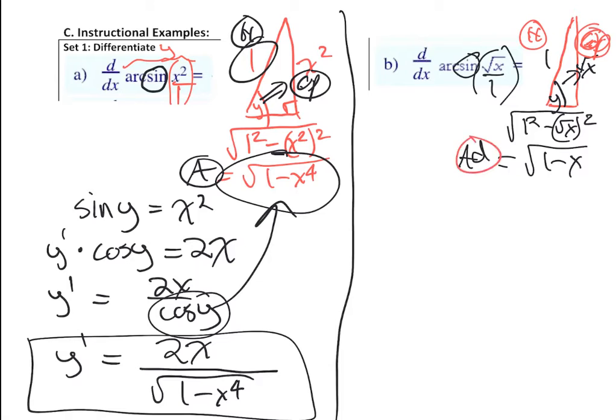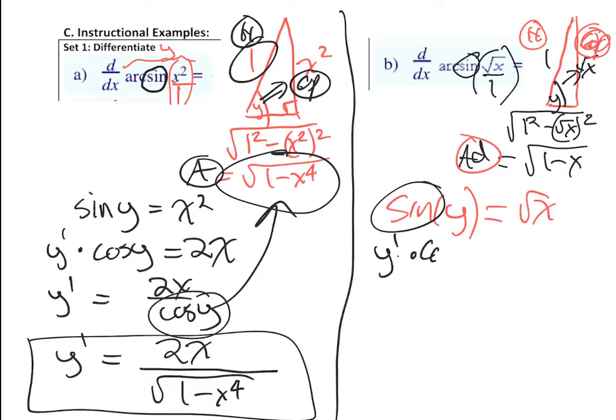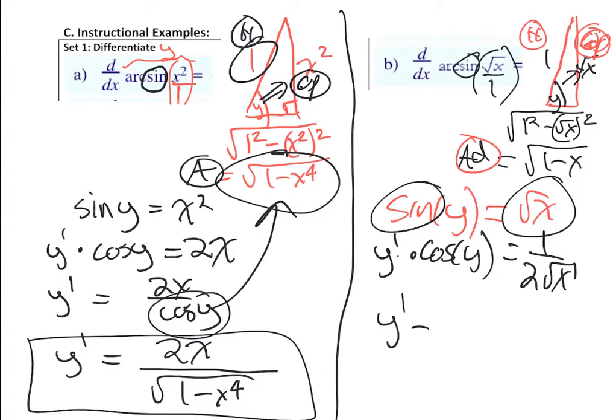Okay, so let's write this down then. So we're dealing with sine. So sine of angle y equals root x. I now need to differentiate both sides. So I write y prime multiplied by cos y, and that equals the derivative of root x, which is 1 over 2 root x, hopefully from memory. Divide both sides by cos y. Y prime equals 1 over 2 root x times cos y.